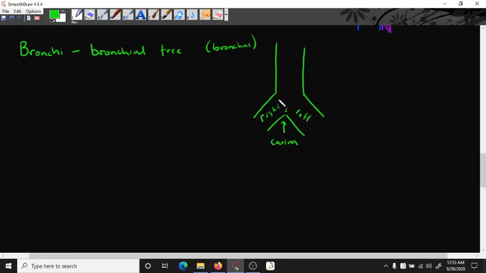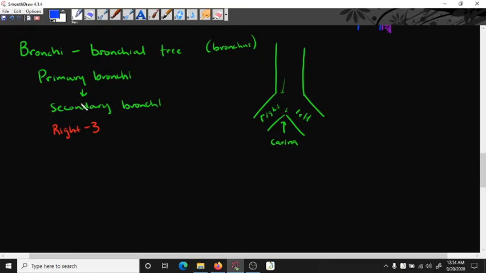The right happens first, so it bifurcates before the left, and it's a bit larger. And now these right primaries, so we have a primary bronchi, and they are going to branch into secondary bronchi. And the right side, let's change this up. So the right side has got 3, because it's got 3 lobes, right?